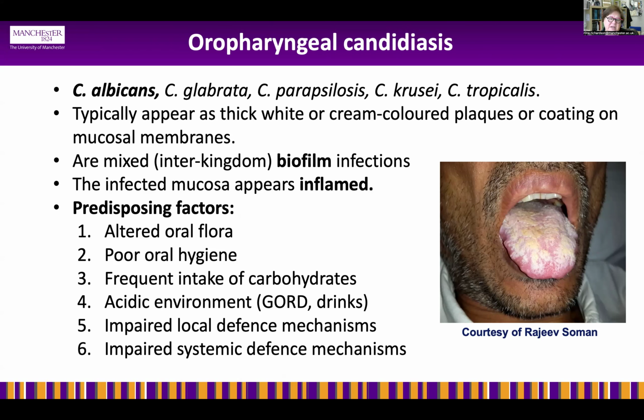Now, on the immune side of things, an important factor here is, yes, we always worry about systemic immune suppression or systemic immune deficiency. But in the oral cavity, it's important to remember that one of the most important immune defense mechanisms there is saliva. And so the defense can be locally affected by a lack of saliva, because of medications or, for example, radiotherapy for oral cancer in the area.